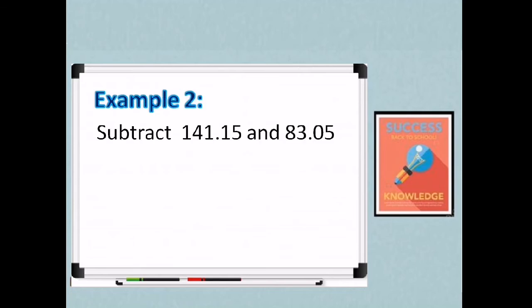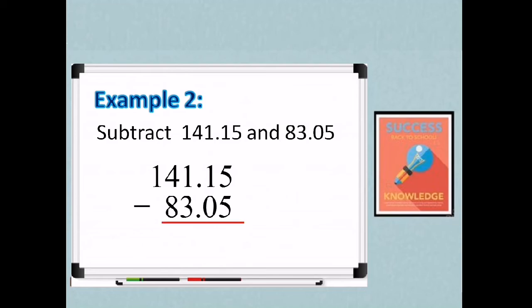Let's move to our second example. Subtract 141 and 15 hundredths and 83 and 5 hundredths. We can write it as 141.15 minus 83.05. Again, i-observe natin yung alignment ng numbers. So, 5 minus 5 is 0. Then, 1 minus 0 is 1. Then, 1 minus 3 cannot be. We need to borrow 1 from 4. Then, 11 minus 3, that is 8. 4 will become 3. 3 minus 8 cannot be.